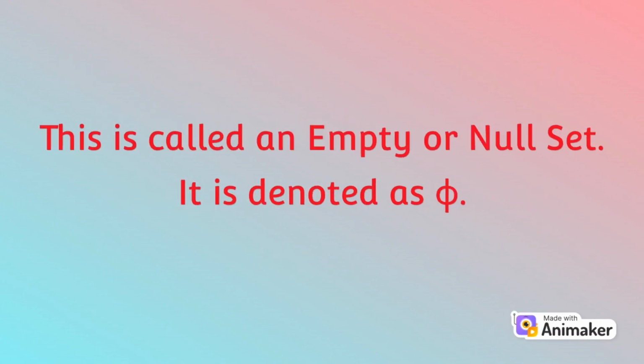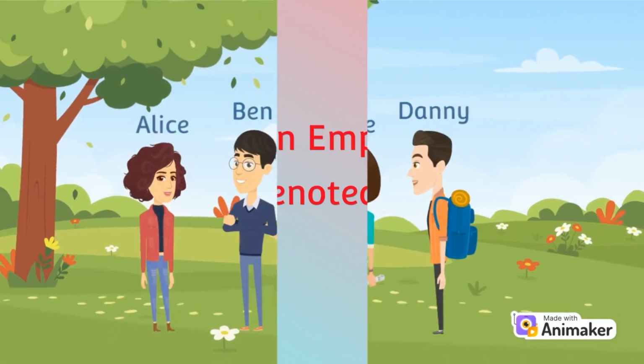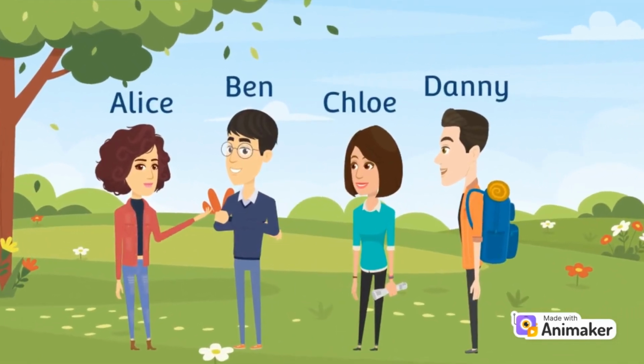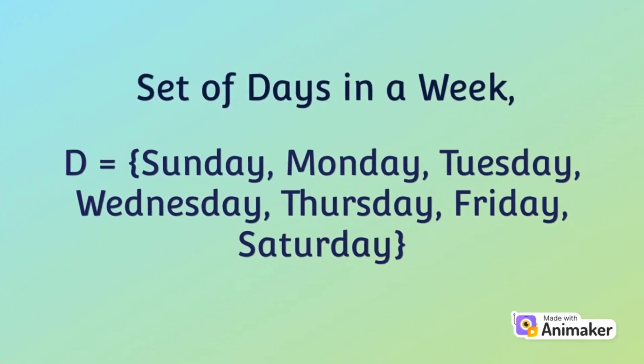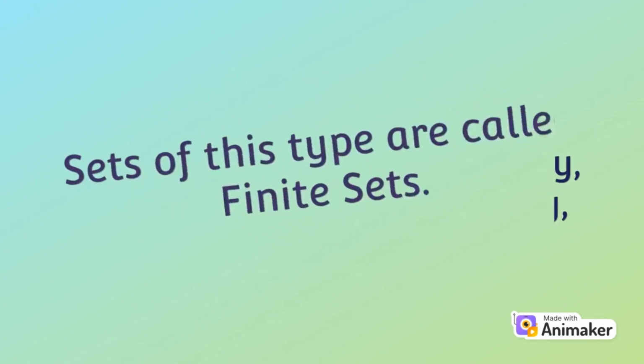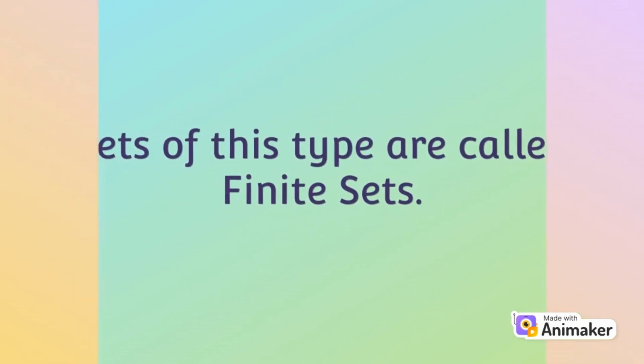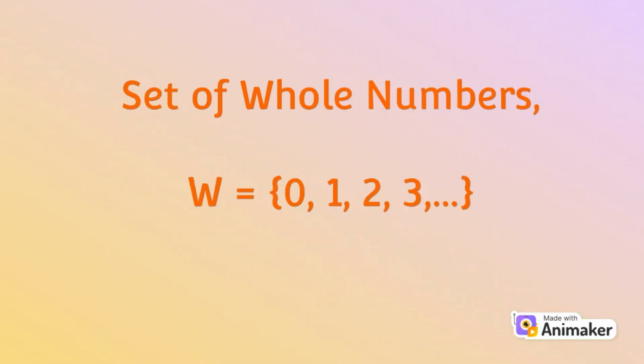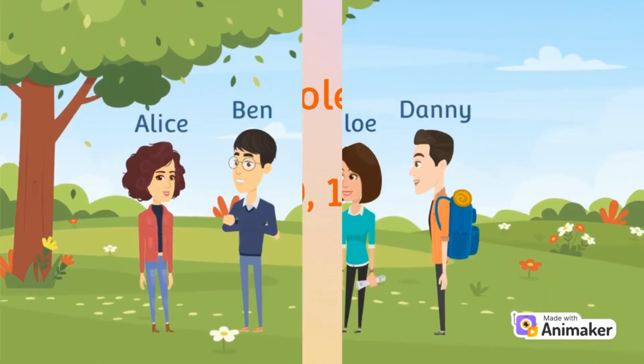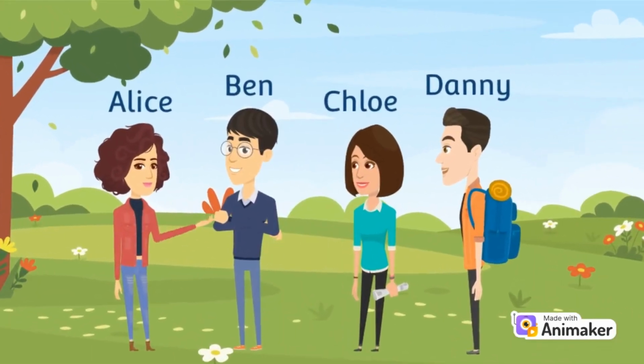It is denoted as ∅. What if a set has a limited number of elements? For example, the set of days in a week. Sets of this type are called finite sets, and there are infinite sets, like the set of whole numbers, which go on forever. Friends, let me show you one interesting thing.